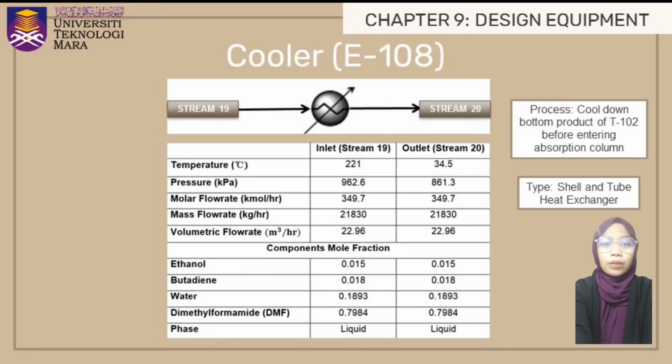Next, we proceed with cooler E108, which is also one type of heat exchanger, used to cool down the bottom product of T102 before entering the recycle stream, which is a group of 4 components: ethanol, butadiene, water, and dimethylformamide. By using cooling water as the utility, the temperature of E108 can be reduced from 221 to 34.5 degrees Celsius.